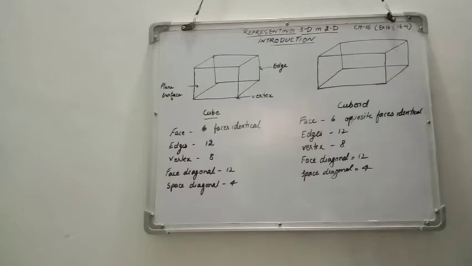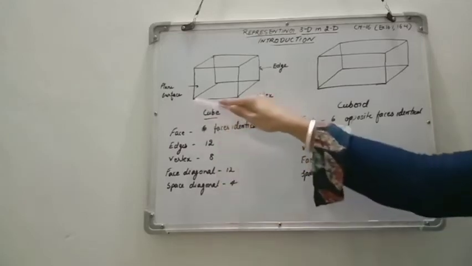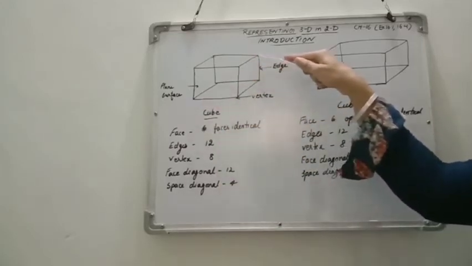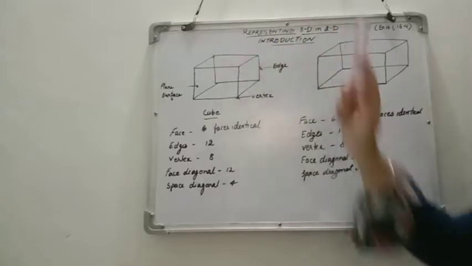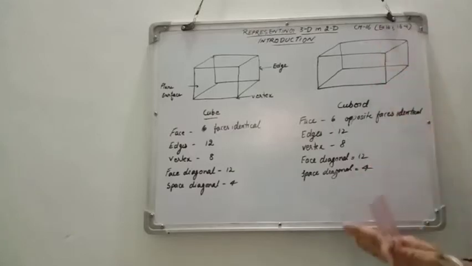In the same way, the space diagonal of a cube or cuboid is the line segment that joins the opposite vertices of a cube or cuboid passing through their interior. This is our definition. So in the face diagonal, you get 12 diagonals like that. In the space diagonal, from this point to this point, how many diagonals are there? 4 diagonals are there.